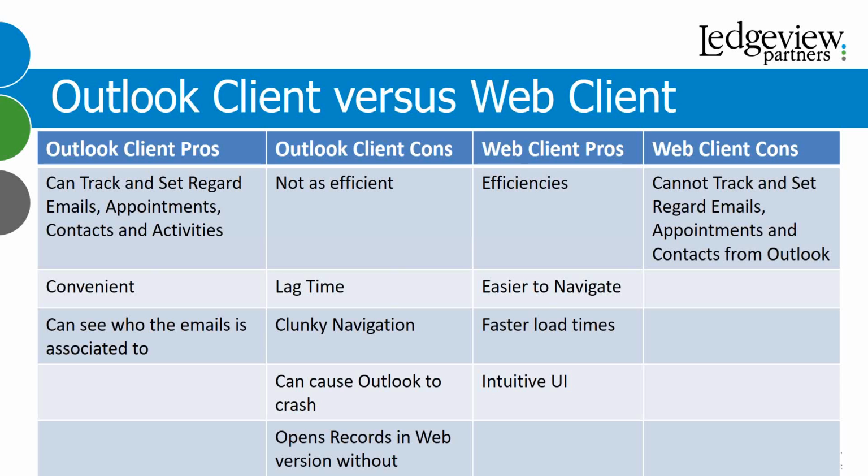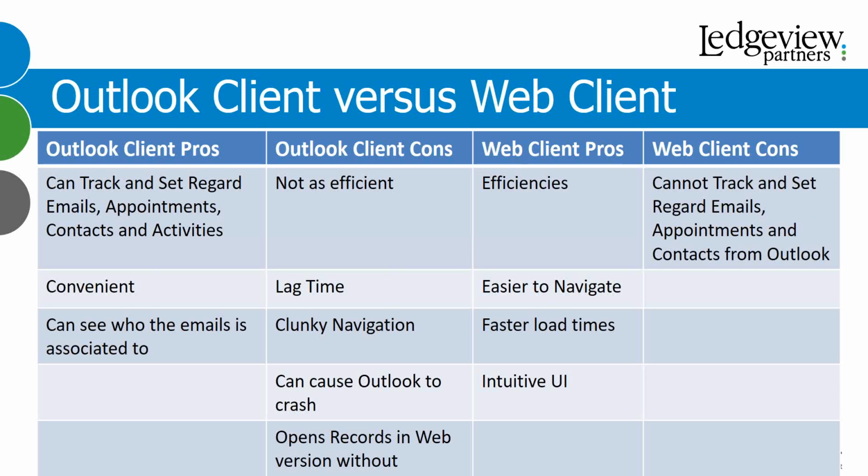There's lag time. You're taking what exists in a cloud, you're using a plugin to connect it to Outlook, and you're allowing access through Outlook. It makes it run a little bit slower, has clunkier navigation because it uses an older navigation style. And because it doesn't always play well with other add-ins, it can cause Outlook to crash, which can be frustrating.